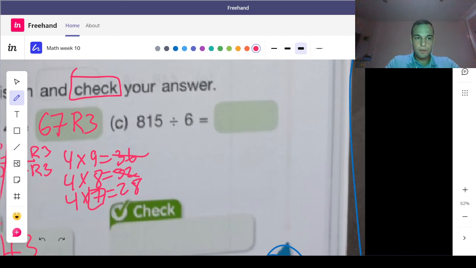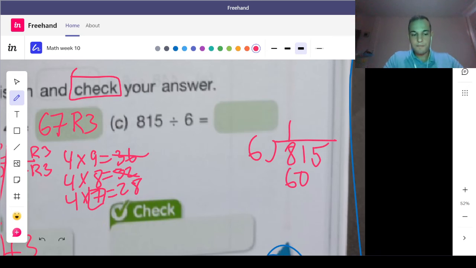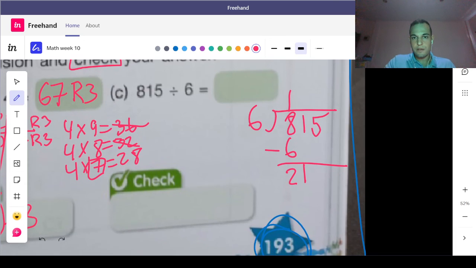Last question. We'll do this one with long division. Okay, we have 6 divided into 815. 6 goes into 8 one time. So we have 6 here. 8 minus 6 is 2. Bring down the 1. 6 goes into 21 3 times. Okay, minus 18. We have left over 21 minus 18 is 3. Bring down the 5.